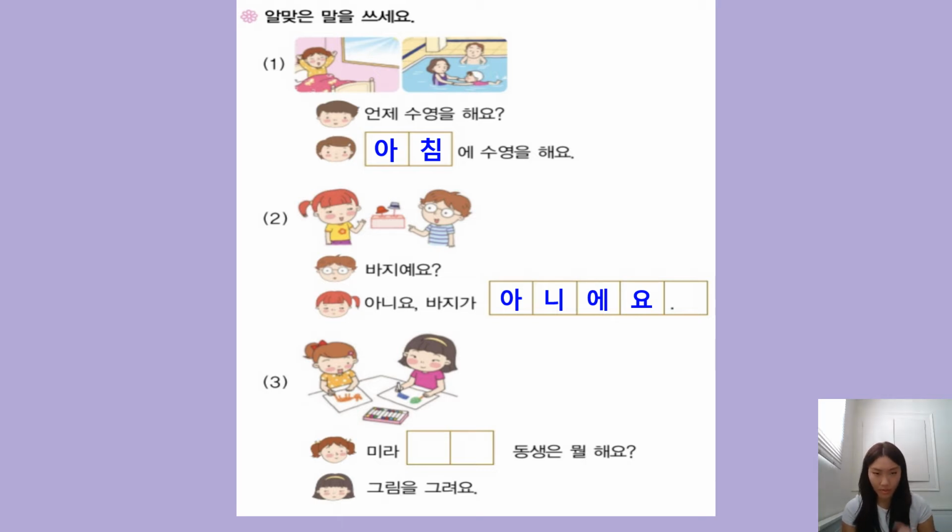Okay? Third one. We see two girls and they're coloring or drawing, whichever. And then it says 미라 blank blank 동생은 뭘 해요? So remember we learned how to add more people. So this and so who and who. So in this case it's 미라 and her 동생. So how would we say that in Korean? 미라 and her younger sibling. We would say 미라하고 동생은 뭘 해요?